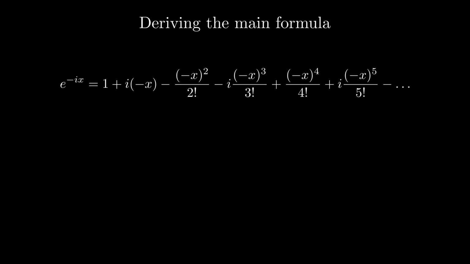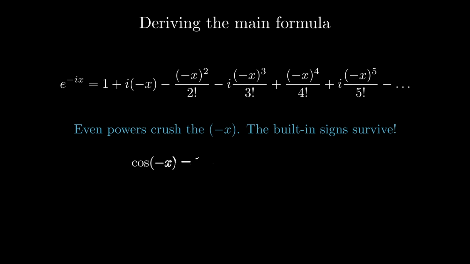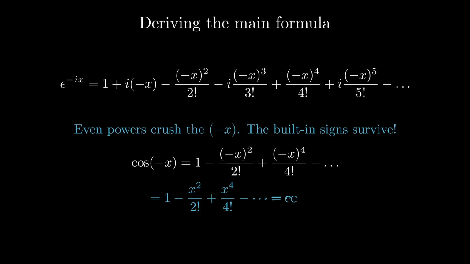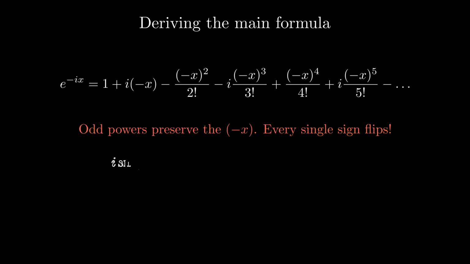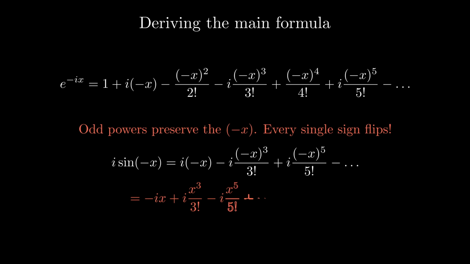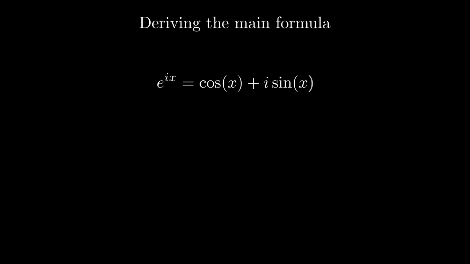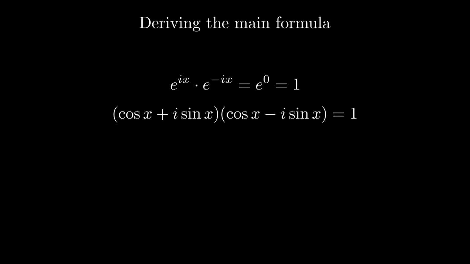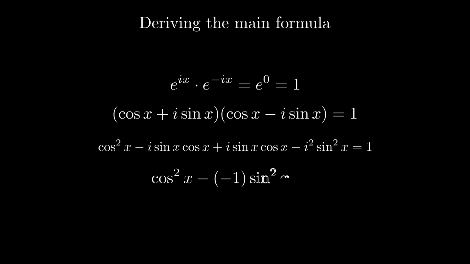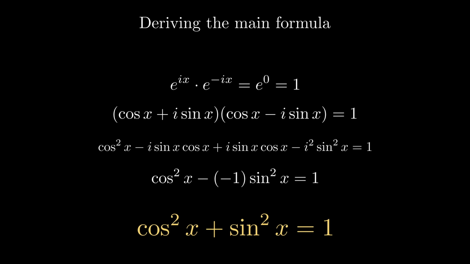Now let's derive the main formula, e to the power minus ix. Let's expand it, and then the even powers in cos crush the negative sign, hence cos stays the same. However, in sine, where the power is odd, the minus x gets carried forward and each sign gets flipped. Hence, sine becomes negative. Now we have e to the power ix and e to the power minus ix. Let's multiply them. We get our final formula upon further simplification. Cos square x plus sine square x is really equal to 1.